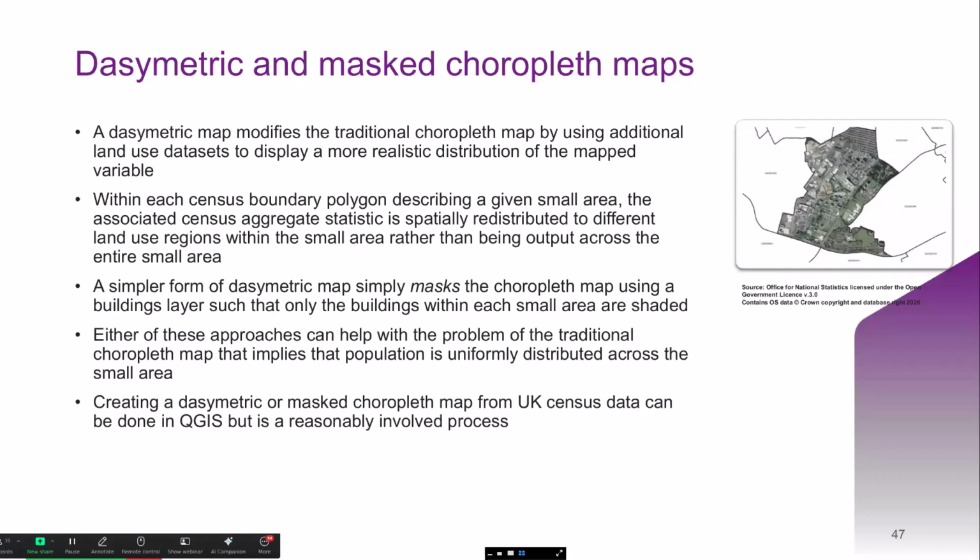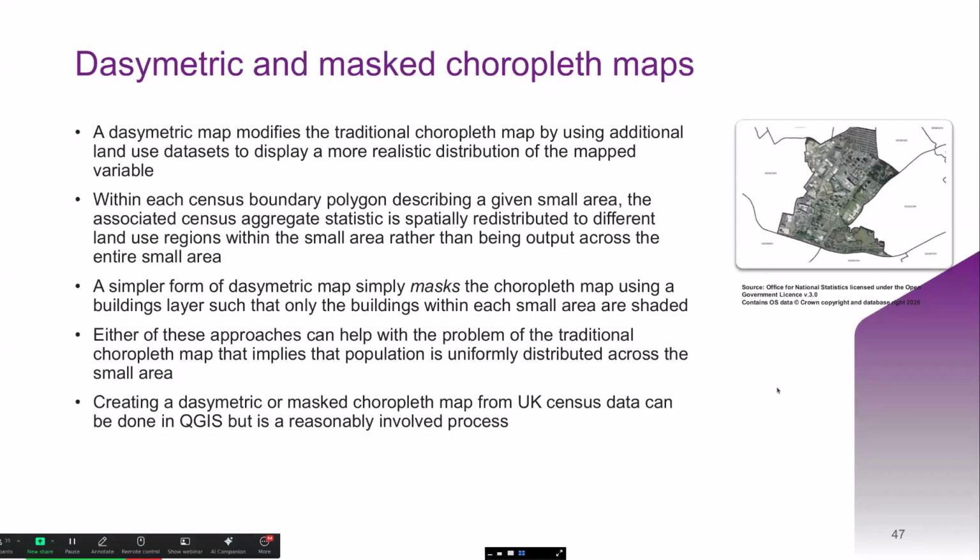A simpler way of doing that is just to take a buildings layer and, rather than shading the entire polygon, just shade the parts of the electoral ward that are actually in a building. That creates a building mask, and that helps to give a more realistic depiction of the data, rather than what's actually used in a choropleth map.